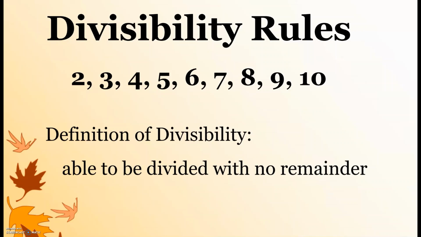Divisibility rules. So today we are going to talk about the divisibility rules for 2, 3, 4, 5, 6, 7, 8, 9, and 10. The ability to be divided with no remainder is what I mean when I talk about divisibility. So if I take a large number and divide it by 2 and I get a quotient with no remainder, then we know that original dividend is divisible by 2. So that's what we mean by divisibility rules, the ability to be divided with no remainder.